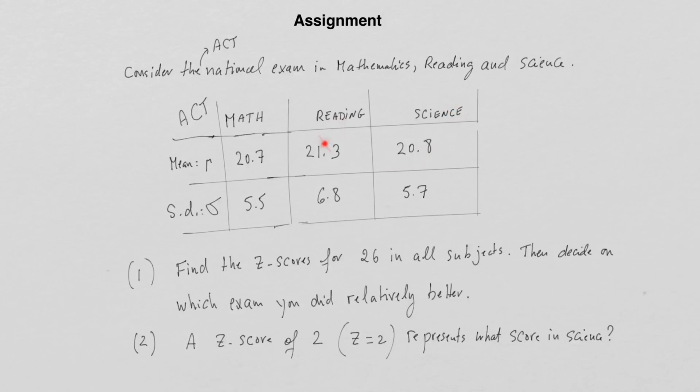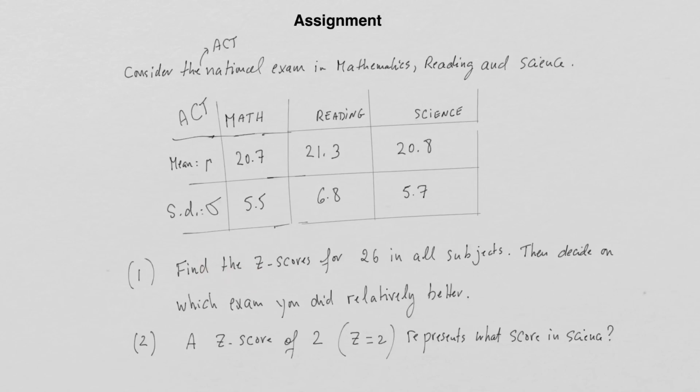Don't say people did better in reading because you have to consider the standard deviation, right? The standard deviations are these three. Notice the math has a lower standard deviation. It doesn't mean people did better in math, because I can make the same argument and say, well, yeah, but their mean is lower than the reading, right? You've got to take both into account, and that's why we look for the z-score, right?